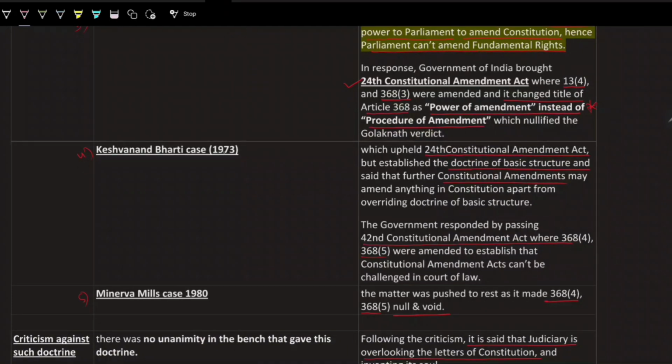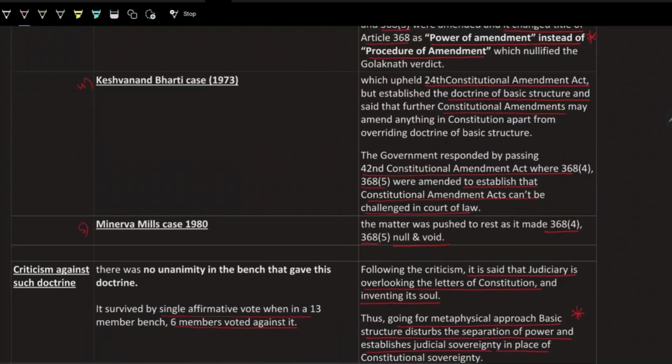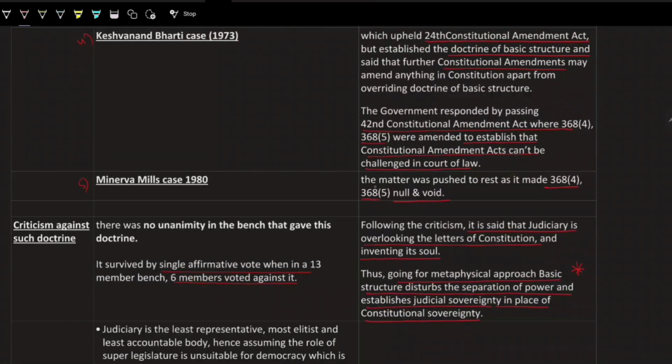Fourth, Keshavananda Bharati case, 1973, which upheld the 24th Constitutional Amendment Act but established the doctrine of basic structure, and said that further constitutional amendments may amend anything in the Constitution apart from overriding the basic structure. The government responded by passing the 42nd Constitutional Amendment Act, where Article 368(4) and 368(5) were amended to establish that a Constitutional Amendment Act cannot be challenged in a court of law. Fifth, Minerva Mills case. The matter was put to rest as it made Article 368(4) and 368(5) null and void.